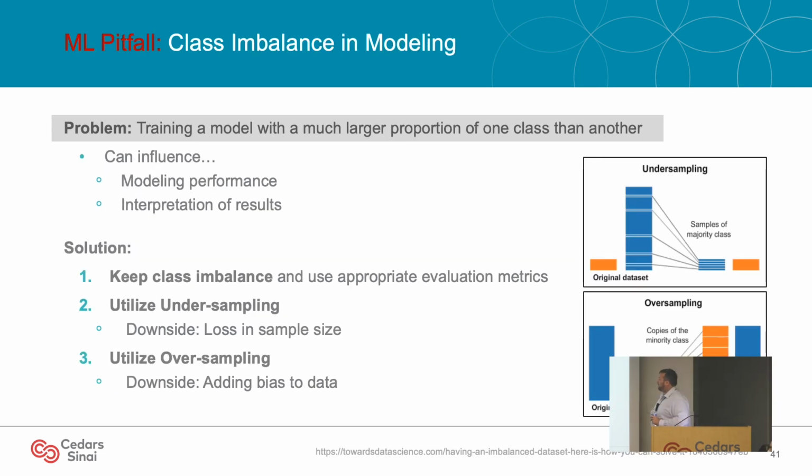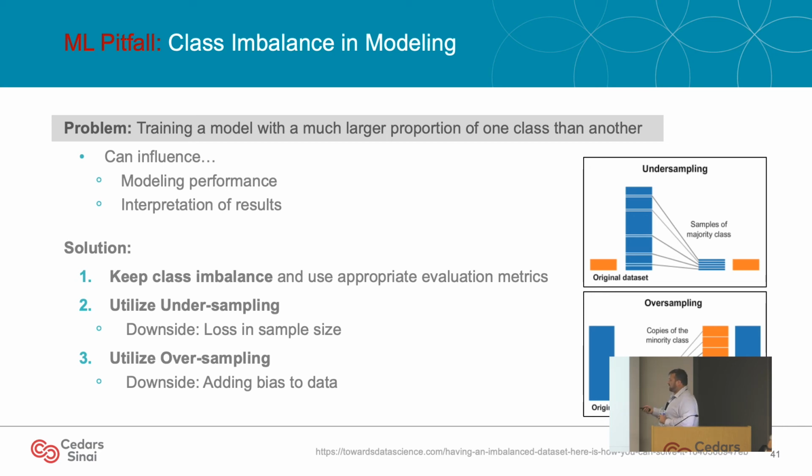Machine learning pitfall, class imbalance in modeling. I mentioned this a little bit earlier. The problem here is that we might train a model using a data set with a much larger proportion of one class than another. This can influence the performance of modeling itself and our interpretation of the results. So the solution here is, you have a few options.